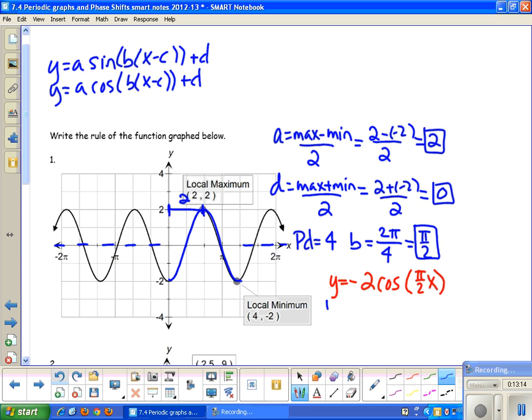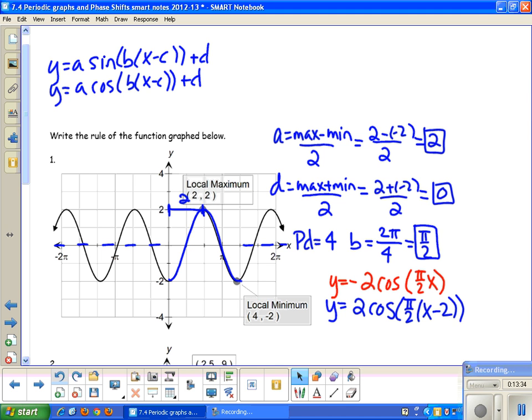So another graph that I could do would be y equals 2 times the cosine of pi over 2, and make sure that's factored out, times x minus 2, because I'd have to move my cosine graph to the right 2 to get this new equation graph, and then there's no vertical shift. So that would be another equation.